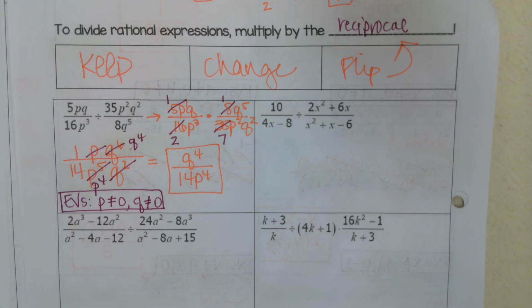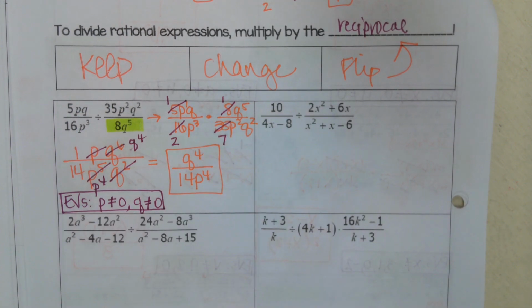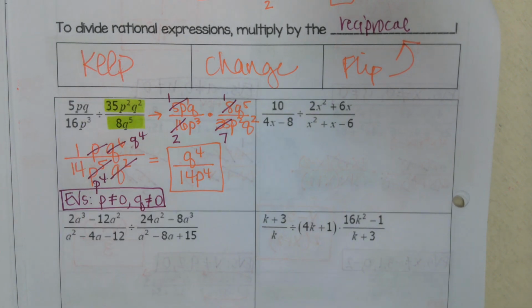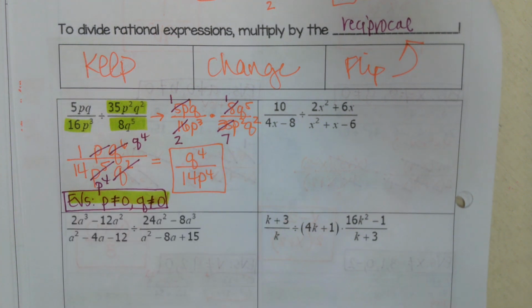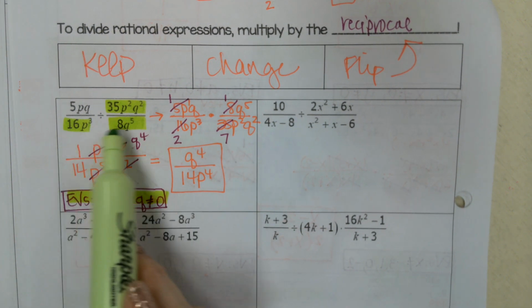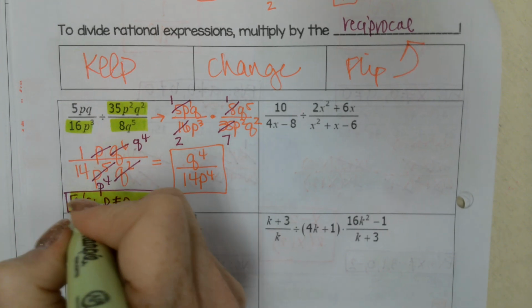All right, but what I want you guys to see, and I'm going to point out right here, this 8q to the 5th was my original denominator, but once I wrote the reciprocal, this 35p squared q squared was my denominator. So when I am identifying my excluded values for division problems, you have to consider every denominator that there would possibly be from start to finish to identify excluded values. Okay?